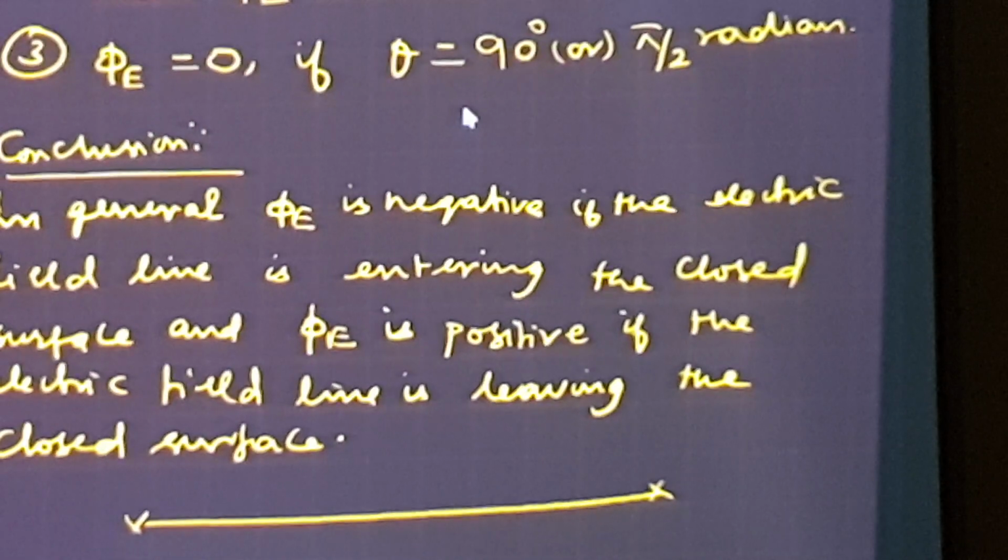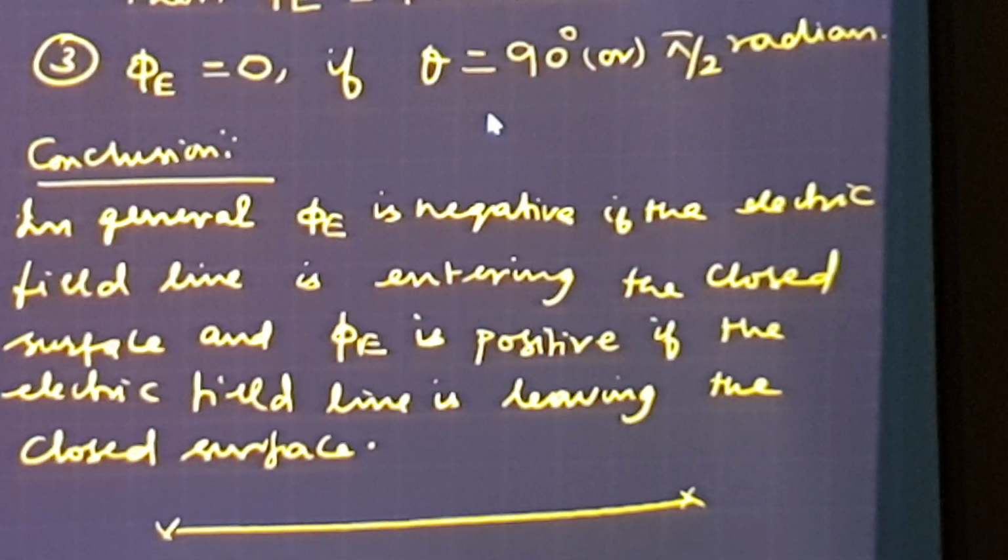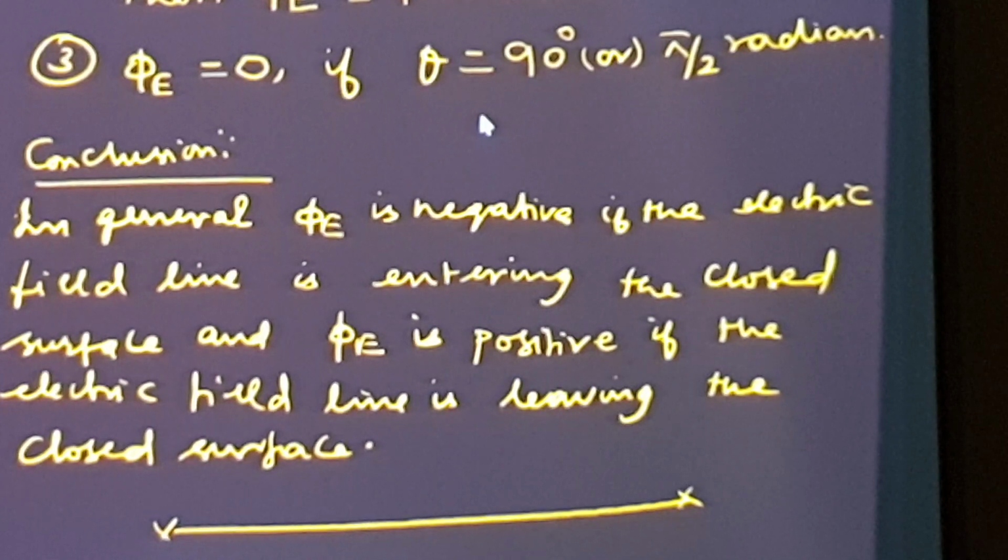So we can write these values in another form, which I have given as the conclusion. In general, we can say that the value of the flux phi E is negative if the electrical field line is entering the closed surface, where theta is greater than 90. The electrical flux phi E is positive if the electrical field line is leaving, and while leaving, the angle theta is less than 90 degrees. So that is what we are explaining here with the help of the diagram as the electrical flux for the closed surface.